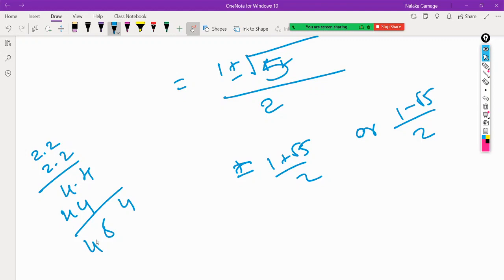2.2 squared is 4.84. Let's take 2.3. 2.3 squared is 5.29. So that is something between 2.2 and 2.3. Right? That is 2.2 something.